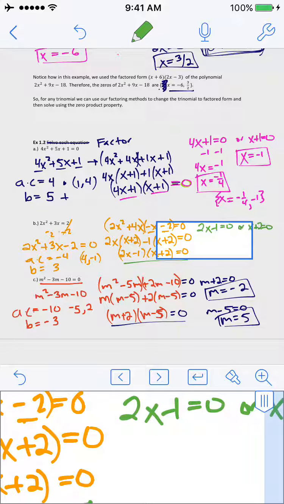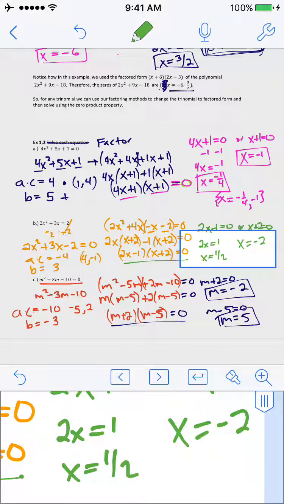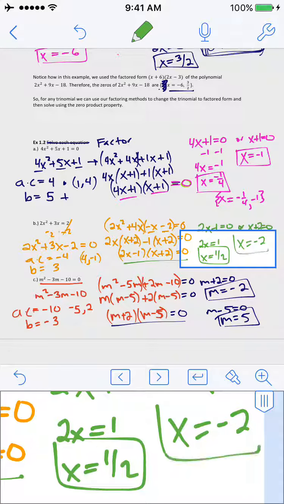Alright, so add 1 to both sides. You get 2x is equal to 1, or x is equal to 1/2. Yeah, you're going to end up with fractions sometimes. We saw that in the first example. That's okay. And then over here, subtract 2, you get x is equal to negative 2. So we have 1/2 and negative 2 as our two answers. And we're done, right? So it's just one additional step. Don't think it's a horrible, horrible amount of other extra stuff.